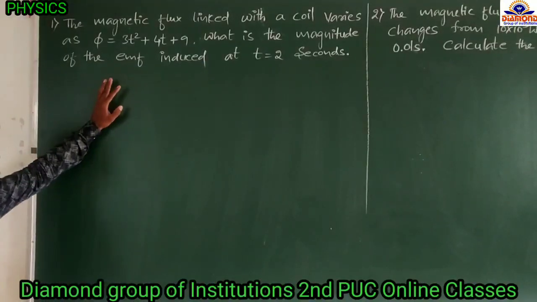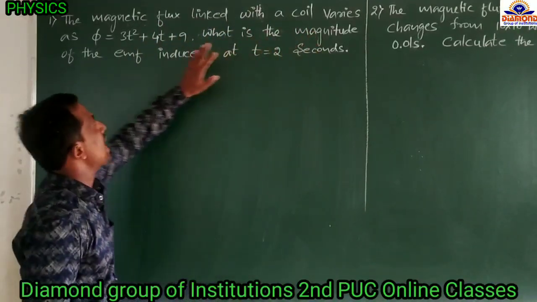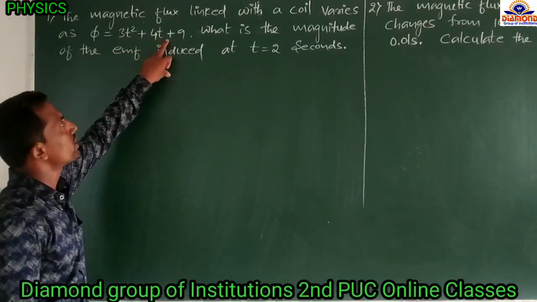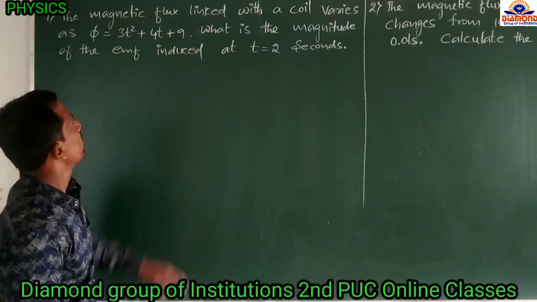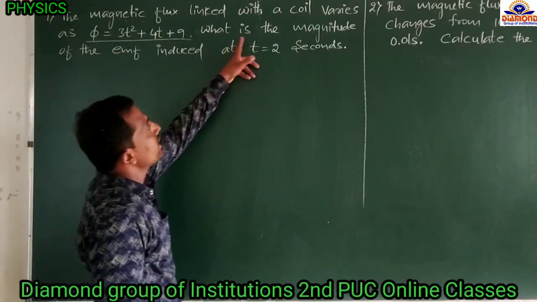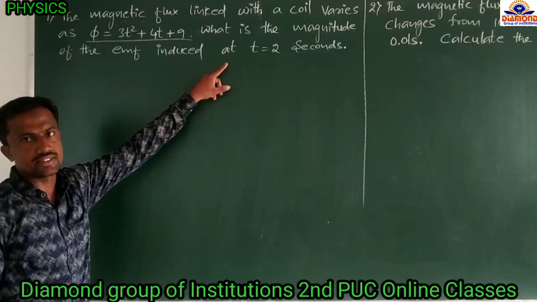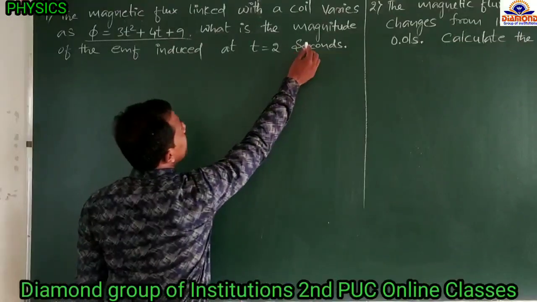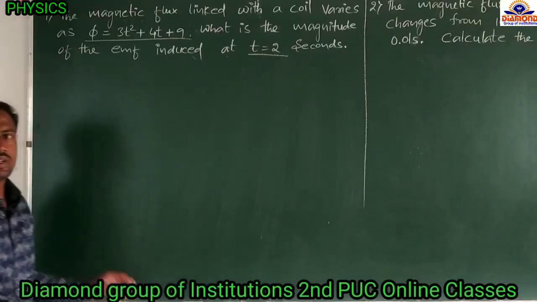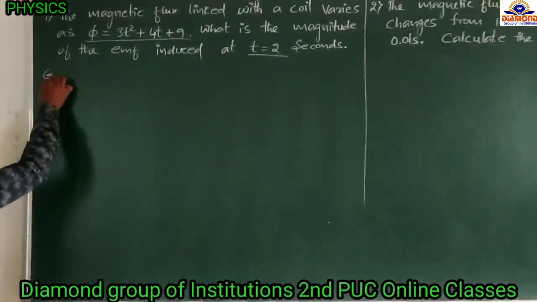The first problem: the magnetic flux linked with a coil varies as phi equals 3t square plus 4t plus 9. What is the magnitude of the EMF induced at t equals 2 seconds? In this given question, two points are given. We write the given data.